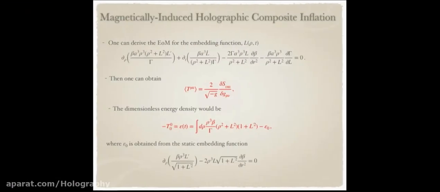So you can derive the equation of motion for the embedding function, given by the uppermost equation. Then you can derive the energy-momentum tensor from this familiar equation, and T00, which provides the dimensionless energy density, will be given by this expression, where epsilon naught is the energy density from the static embedding function when there is no expansion on the three-branes. It would be computed from L, which is obtained from this equation.